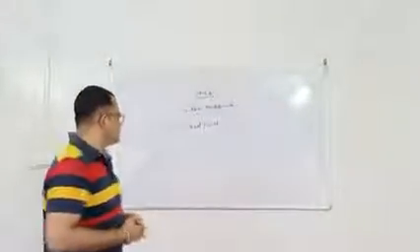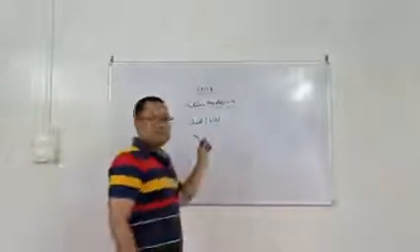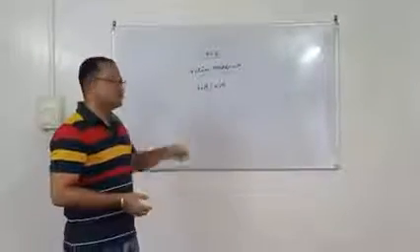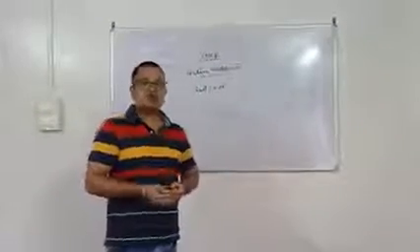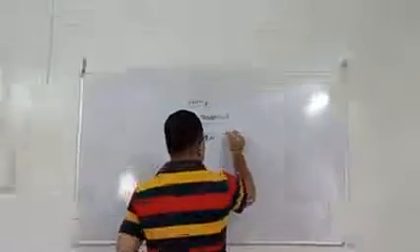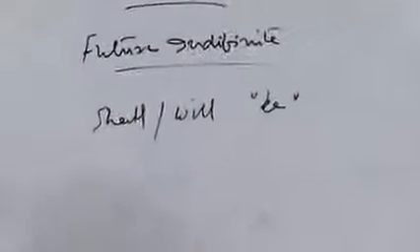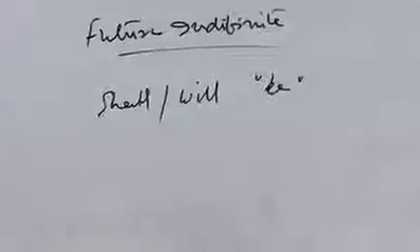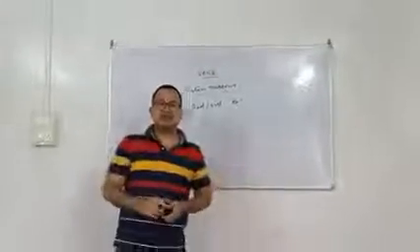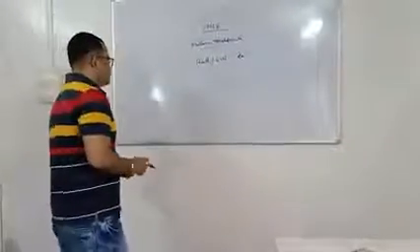So in such situations, first of all, you have to make the object into subject. Then you have to put shall or will according to the subject. And then you have to put be after shall or will. And then past participle form of the verb. If you put all these things together, then the voice will automatically change from active to passive. I would like to show you an example of that.